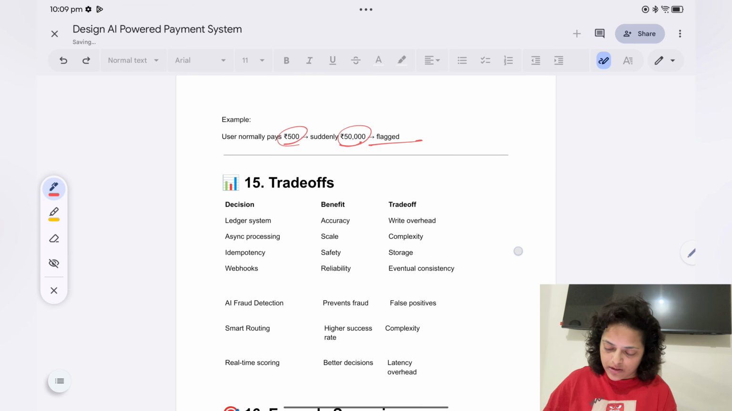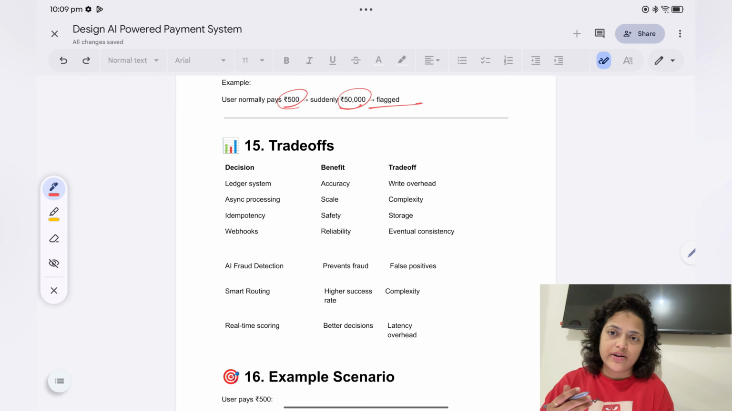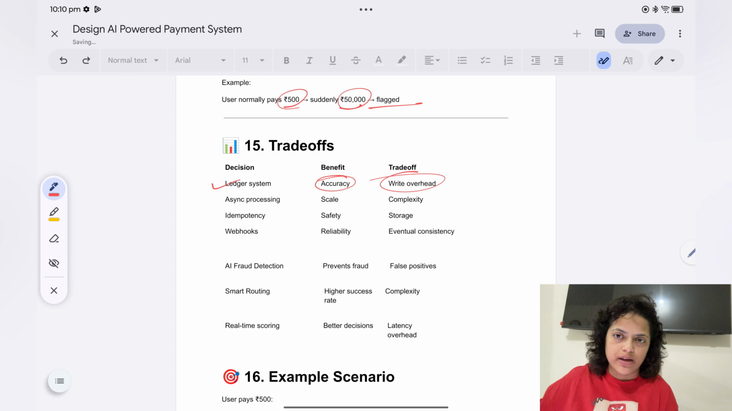Now trade-offs. The trade-off is that if you choose one, you have to sacrifice another. For example, if you choose a ledger system, the benefit is accuracy, you will have each transaction entry there, but there is write overhead, you have to write to the ledger every time. Async processing, you can scale your application, but it is complex as well, since you are introducing a queue there.